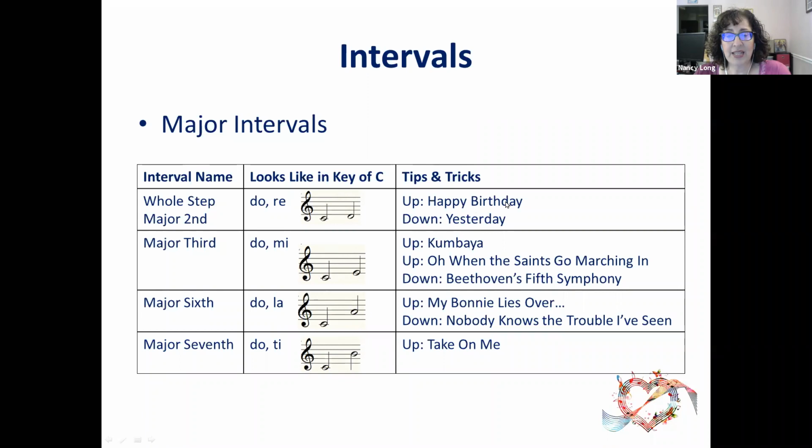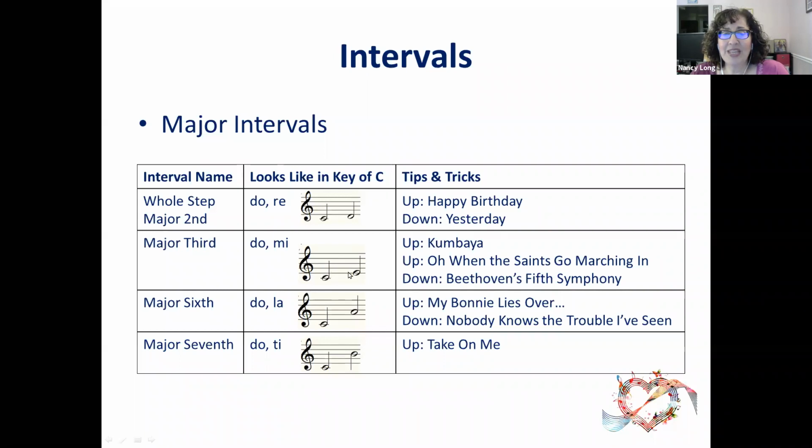Happy birthday is an example. Happy birth, happy birth. The down is Yesterday. All my troubles seem so far away. Okay, major third, do to mi. Do, re, mi. 3 notes. Kumbaya, my Lord, or Oh, when the saints.